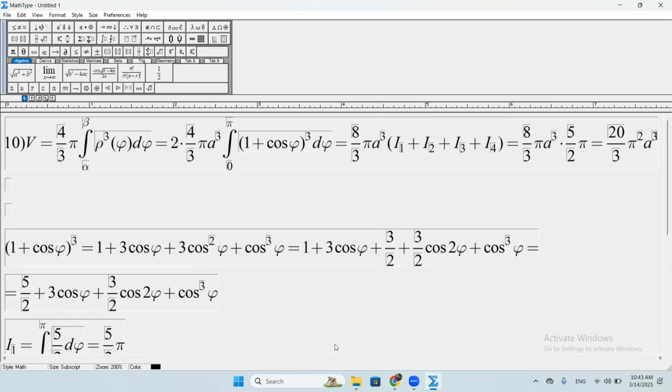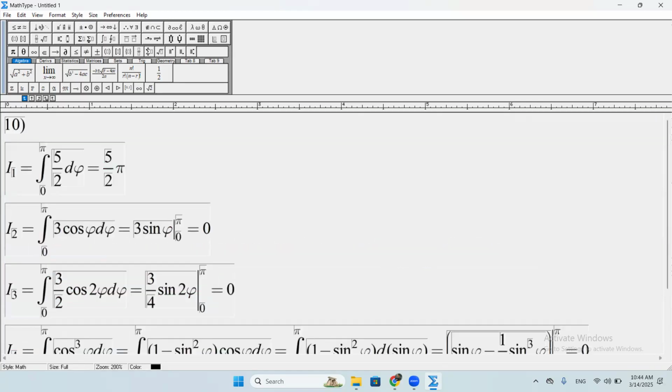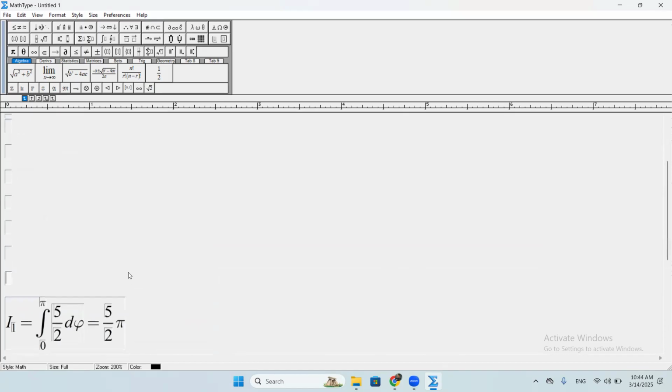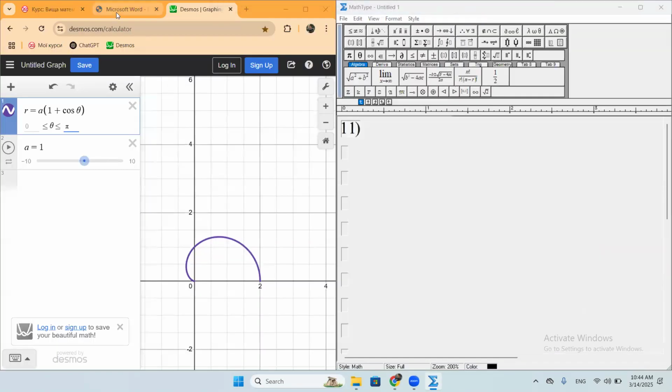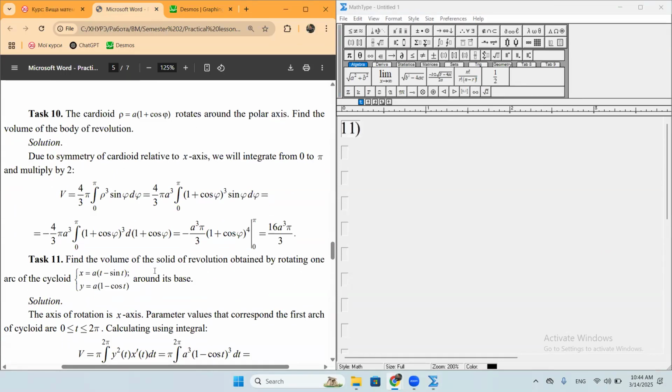Okay, as I see, no questions. Now let's solve exercise 11. I will not erase these integrals because they will be similar to the integrals in exercise 10. We will have to find the volume of the solid of revolution obtained by rotating one arc of a cycloid around its base.